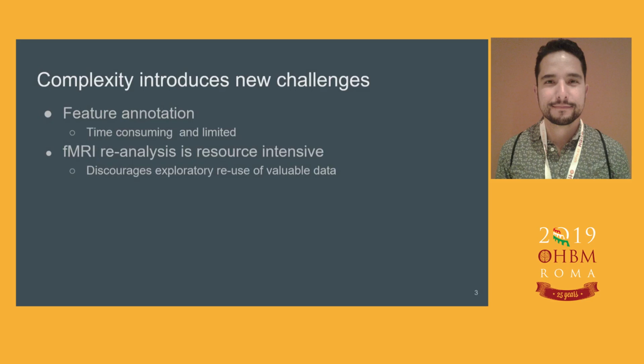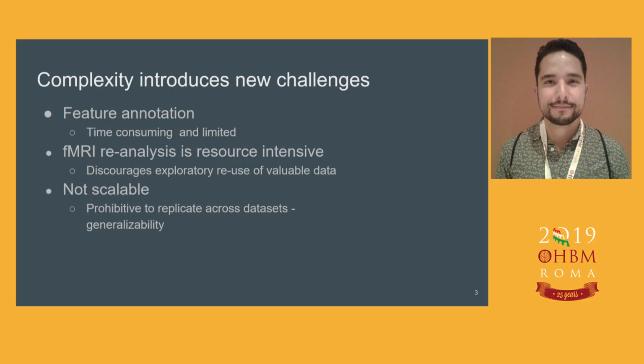And in general, as you obviously well know, fMRI reanalysis is very resource intensive, which is fine if it's your own dataset and you're willing to sink a couple of months into analysis, but this discourages the reuse of valuable data. So what we really need are tools that make it easier to quickly gain knowledge from these really valuable datasets that honestly cost millions of dollars to collect. So how can we get the most out of them?